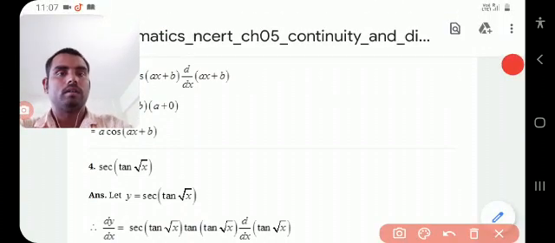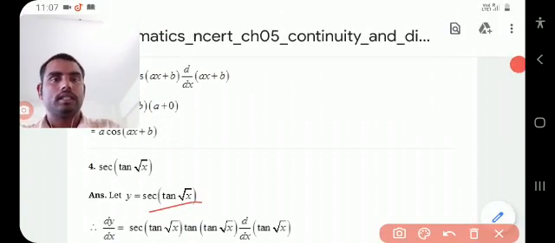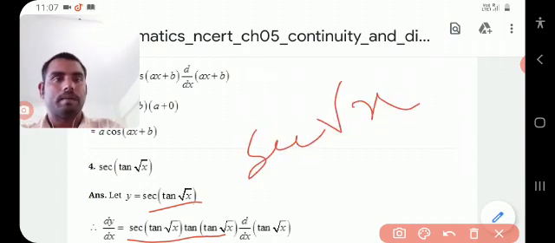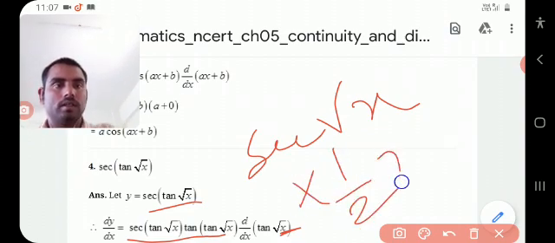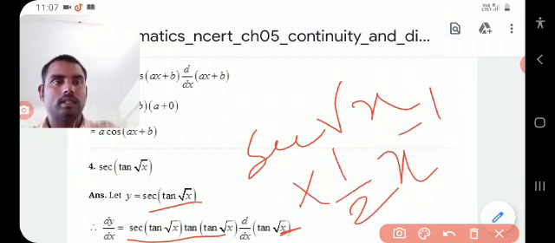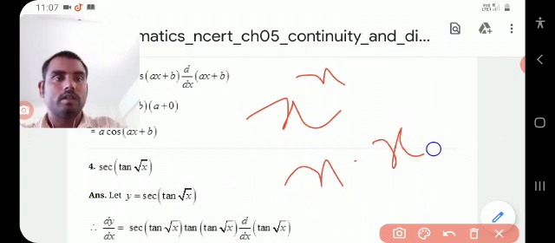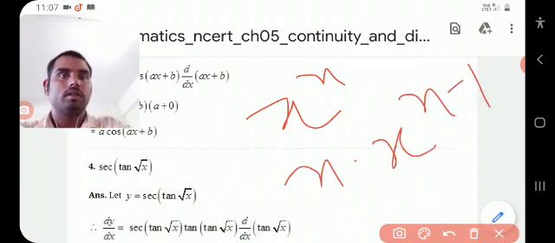The derivative of sec x is sec x tan x, and the derivative of tan x is sec² x, that is sec²(root x). After that this part is also a function of x, so it is half x to the power minus half, because we know that the derivative of x to the power n is n into x to the power n minus 1. Clear?